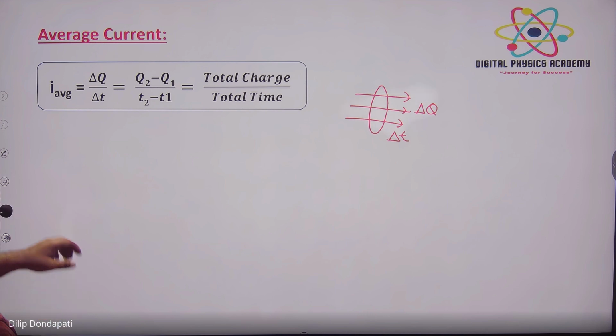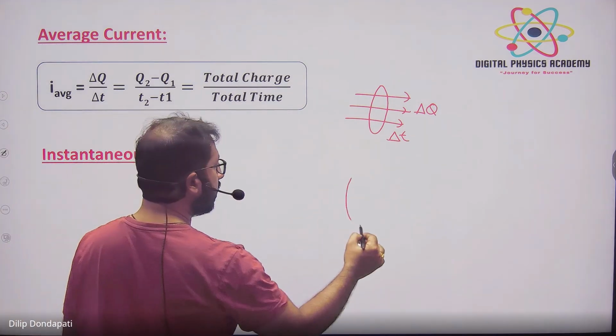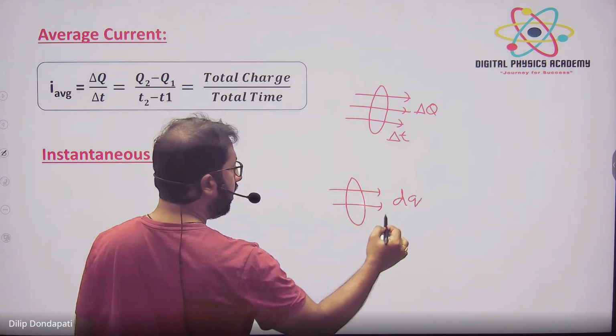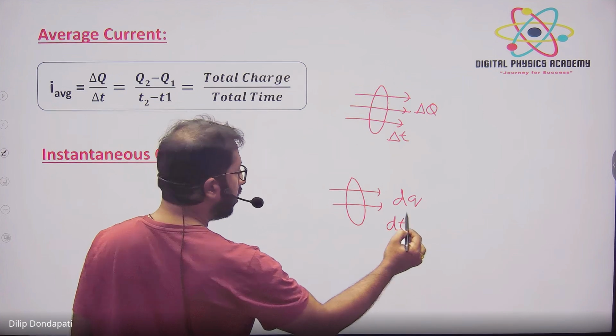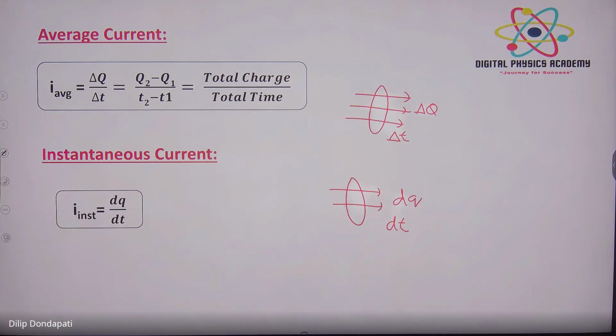The other one is instantaneous current. Instantaneous current means suppose in a cross section area a small charge dq is flowing in dt time. The small charge flown per second is called instantaneous current, dq by dt. We have to differentiate.